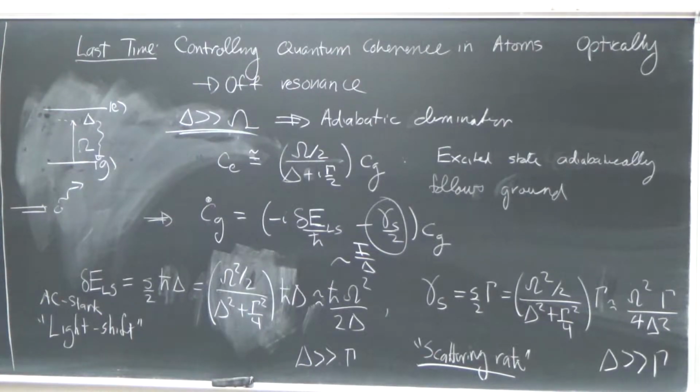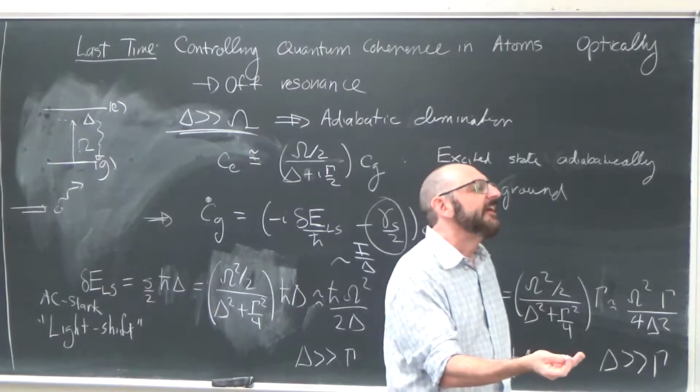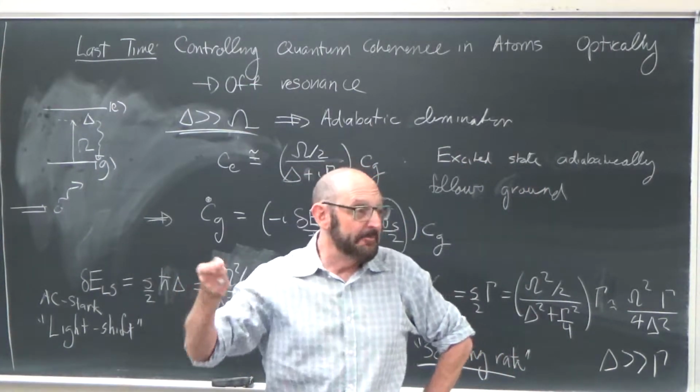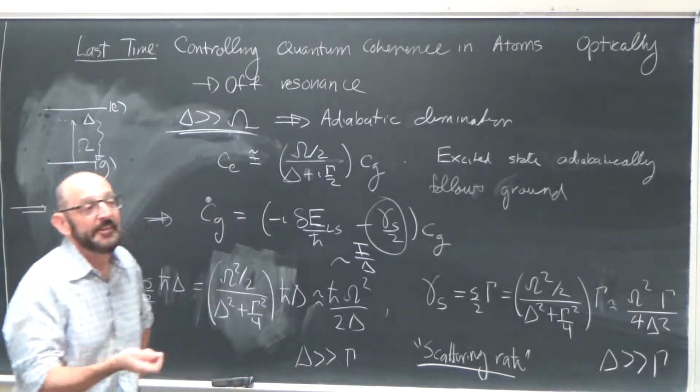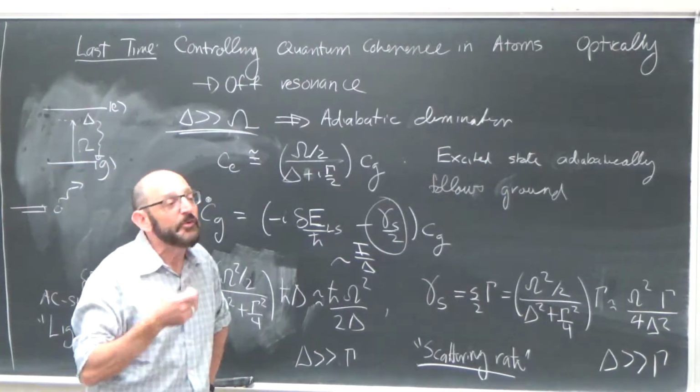To the degree to which this is low intensity, it's purely elastic. What it will differ by is the recoil. The photon has momentum, and because it has momentum, the atom absorbs some momentum and emits some momentum. And the difference in that momentum goes into the kinetic energy of the atom. And there's a recoil shift.